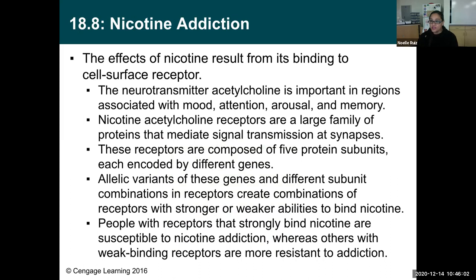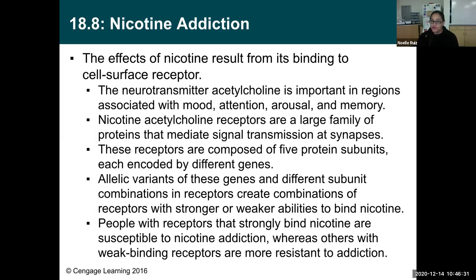The nicotine addiction, smoking. The effects of nicotine result from its binding to the cell surface receptor. The neurotransmitter acetylcholine is important in regions associated with mood, attention, arousal, and memory. Nicotine acetylcholine receptors are a large family of proteins that mediate signal transmission at the synapses. Those are the receptors that we looked at in the GIF.